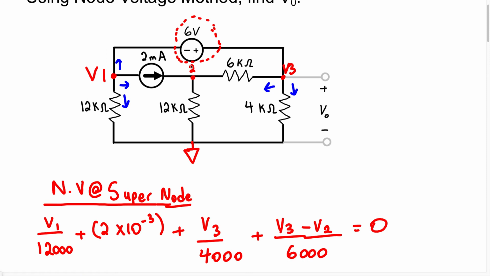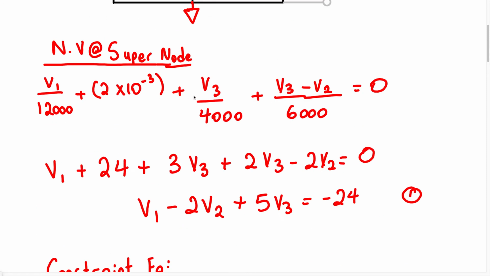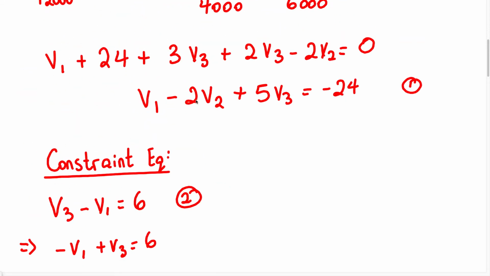Now we have one more node, which is going to be node 2, and we're going to write a node voltage equation at node 2. So let's do that. I'm actually going to do it right here to save space.